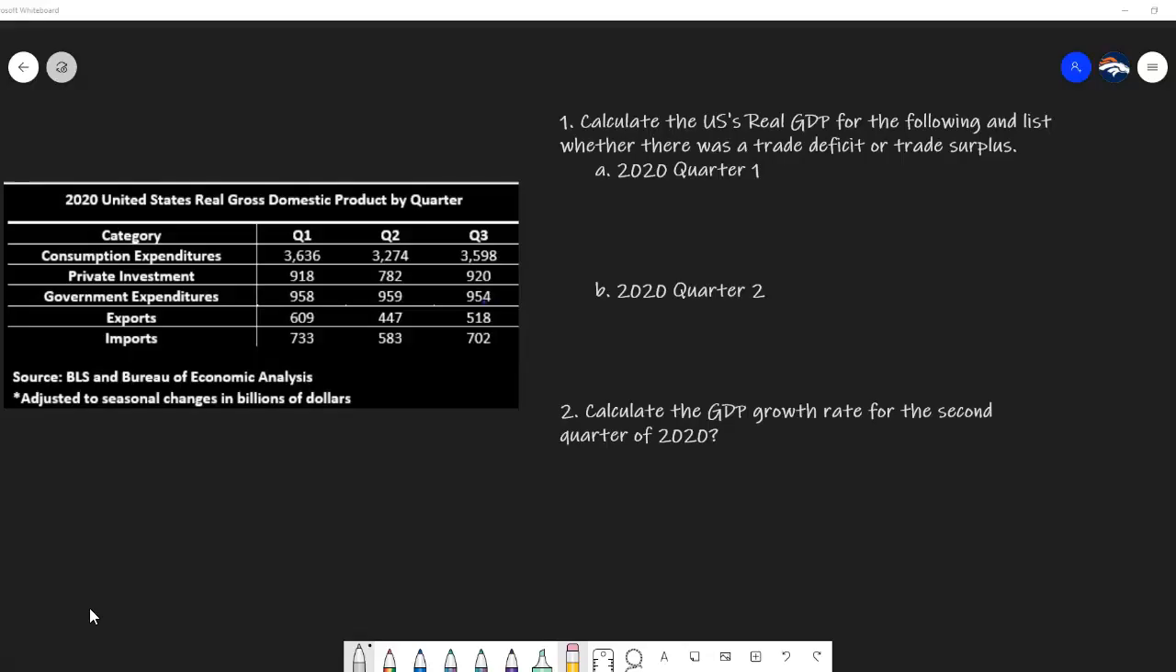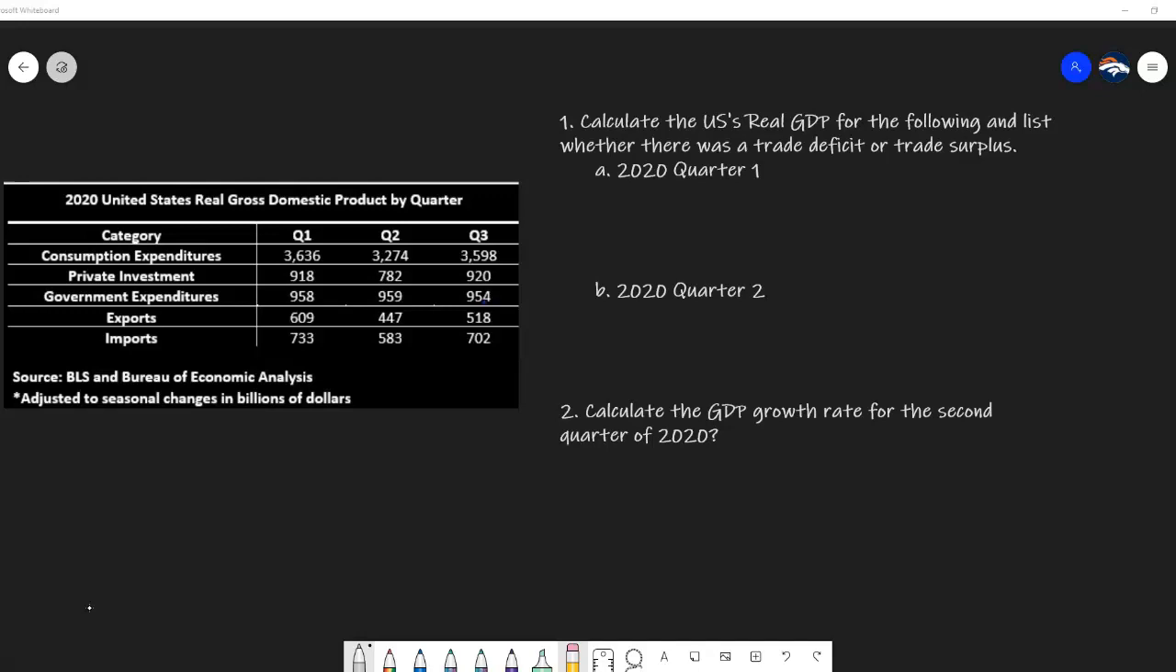This particular lecture is going to go over how to calculate gross domestic product and then in turn use that when determining the growth rate from one quarter to the next or one year to the next. Whenever we talk about GDP, we're talking about gross domestic product, or what was produced in a given period of time, typically a year or quarter, within a country.